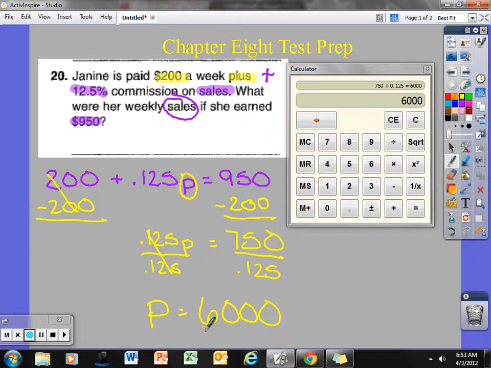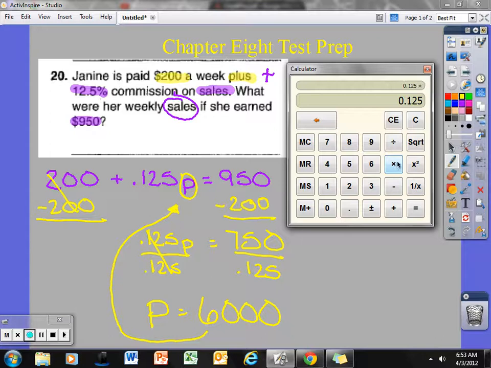If that answer sounds odd, plug it back into the equation. When I substitute it back in, it should give me 950. So first, 125 thousandths times 6,000 is equal to 750. Then I add the 200 that she's making per week. Oops, that's not her commission, it's just her base pay. 200 plus the 750. There's the 950. Hope this makes sense.